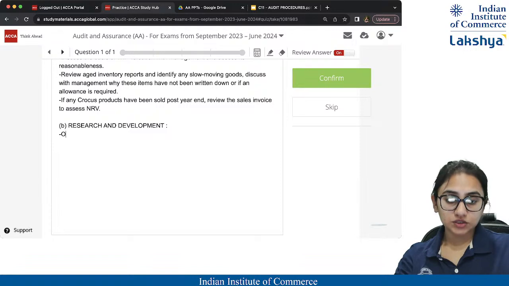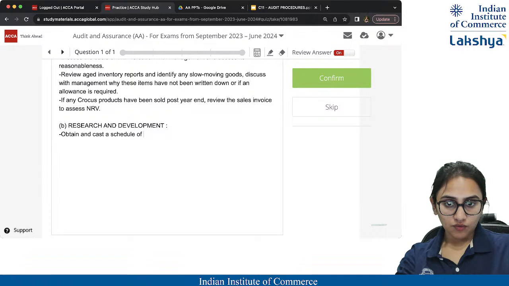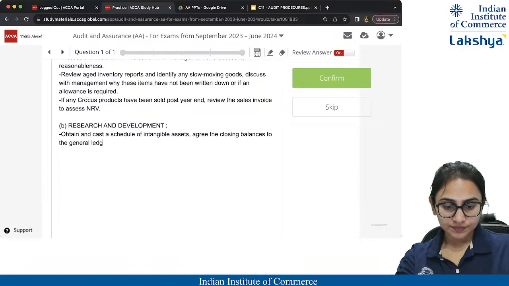First thing is you have to cast the schedule. So obtain and cast a schedule of intangible assets, agree the closing balances to the general ledger, trial balance and draft financial statements. Okay.